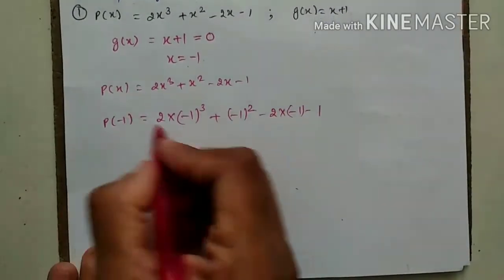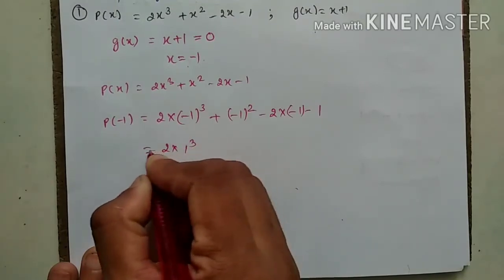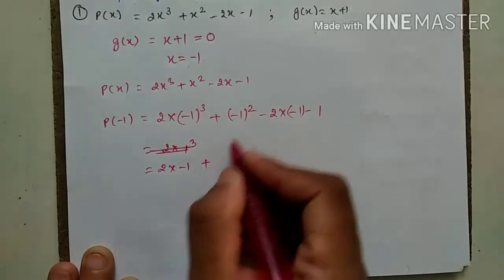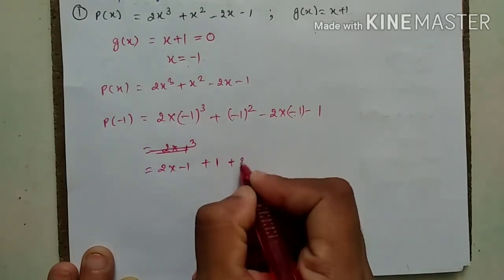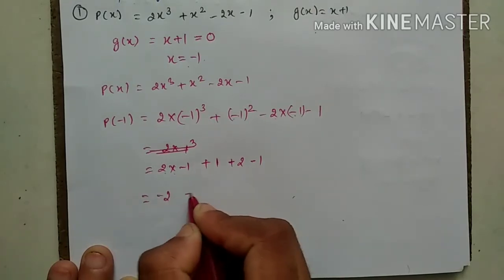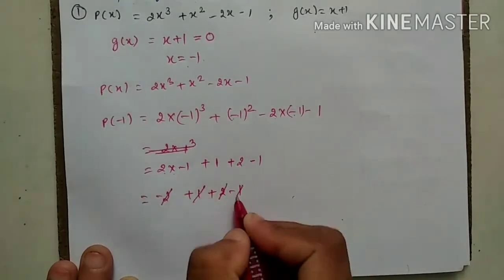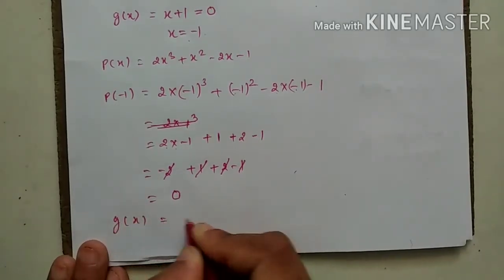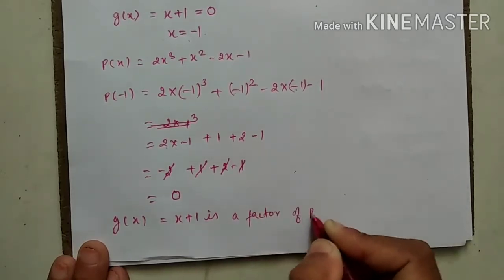Correct? Just see, 2 into minus 1's cube is minus 1, sorry, I am writing again, 2 into minus 1 plus minus square is plus, 1 square is 1, minus 2 into minus 1 becomes positive 2 minus 1. Just see, 2 into minus 1 becomes minus 2 plus 1 plus 2 minus 1. Positive negative cancel, positive negative cancel. What am I getting? 0. So I can say that g of x equals x plus 1 is a factor of the polynomial.